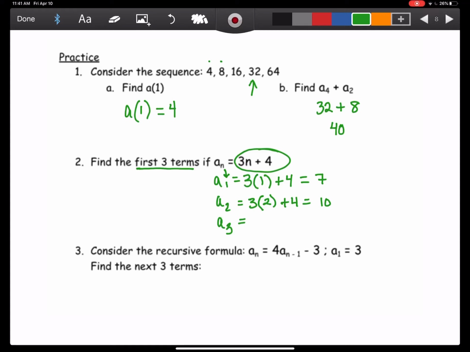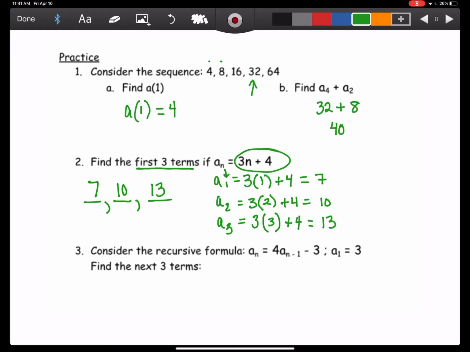So you might want to think about this like, here's my sequence, and I'm trying to fill in the blanks. The first one is 7. The second one is 10. Let's see what the third one is. So we do 3 times 3, close parenthesis, plus 4. And we get 9 plus 4. So that's 13. So our third term in the sequence is 13, according to this rule.